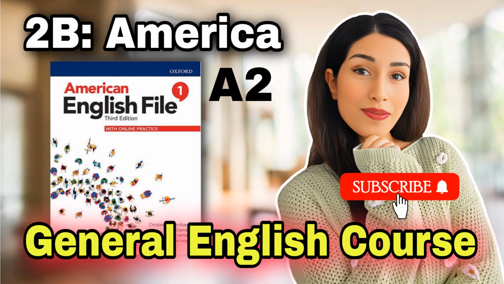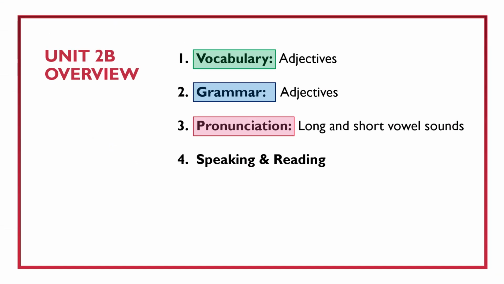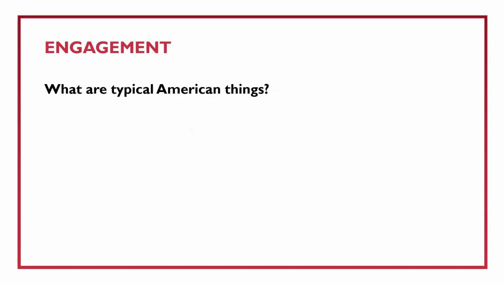Let's dive in. So in Unit 2B, we have vocabulary for adjectives and also grammar for adjectives. So our focus today is actually on adjectives. And then we have pronunciation, which is about long and short vowel sounds. And finally, we also have a speaking and reading section. As usual, I'm going to start the session with a little warm-up.